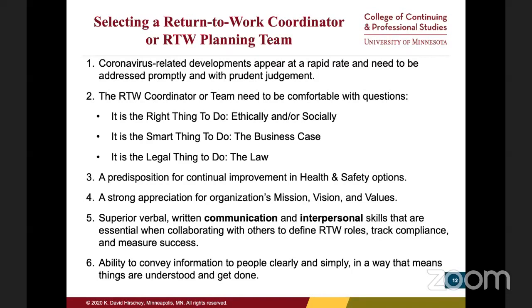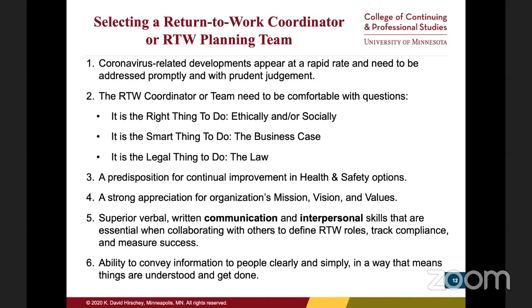in health and safety. Again, the employees will see that if health and safety is not extremely important to the organization, then it's not important to them, and you'll have a problem. I would contend that the individual, the coordinator, or the team needs to have a strong appreciation for the mission, vision, and values, and tying some of the things that you're going to be doing with the return to work into the organization's mission, vision, and values.